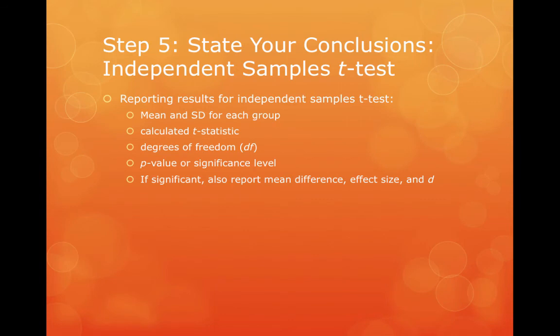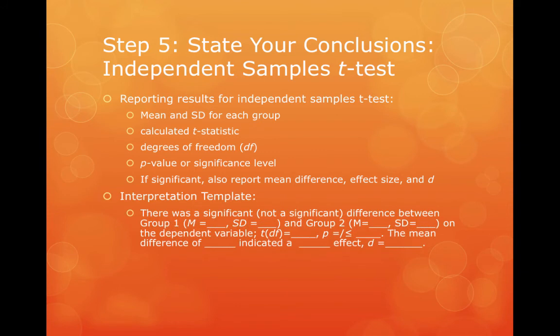So our last step, stating our conclusions for independent samples t-tests. We always want to report the mean and standard deviation for each group, your calculated test statistic, your degrees of freedom, your p-value, which we get from SPSS, or your significance level, which we set at usually alpha 0.05. But if you find significant differences, then you also want to report the mean difference, the effect size, and your d. So here's a template that you would write out for your interpretation, for your conclusion.